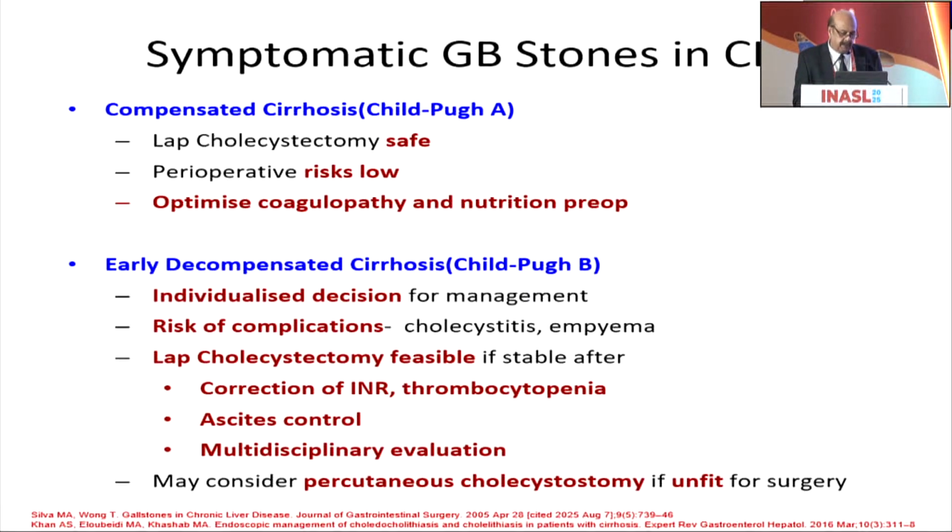Symptomatic gallstones, depending on whether the patient is in compensated or decompensated state. In a compensated state, it is as good as doing a lap chole. Otherwise, in a decompensated state, you have to individualize the decision, and the risk of complications like cholecystitis and empyema is there. So, lap chole should be done after correction of INR and thrombocytopenia, with ascites controlled. Actually, it should be a multidisciplinary evaluation of these patients.